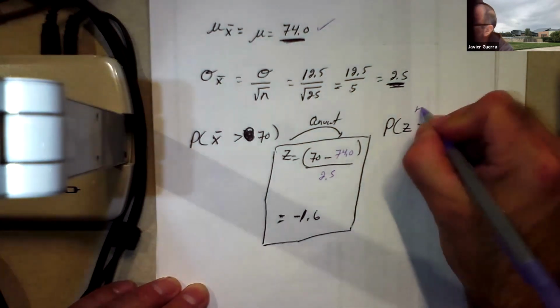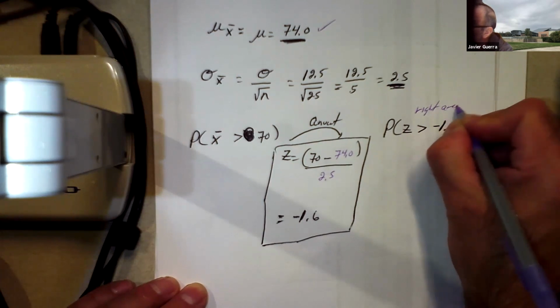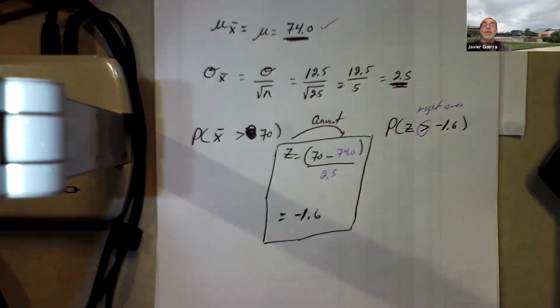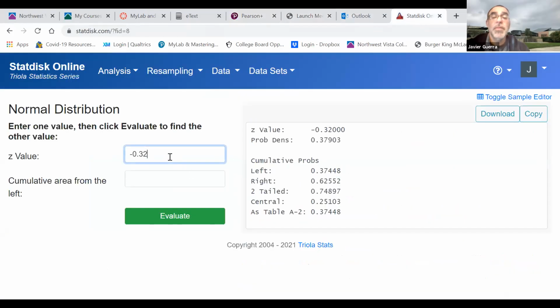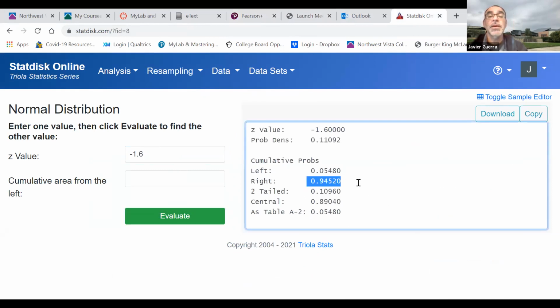The right area. Plug it in. Negative 1.6 into StatDisk. Evaluate, right area. 94.52, so 94.52%.